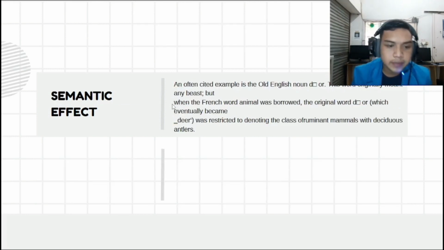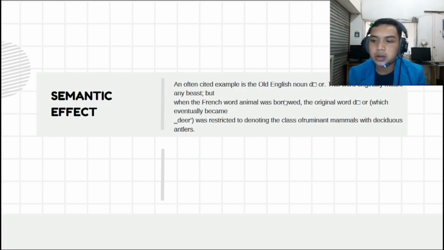And the next is semantic effect. An often cited example is the Old English noun deor. This word originally meant any beast. But when the French word animal was borrowed, the original word deor, which eventually became deer, was restricted, denoting the class of ruminant mammals with antlers.